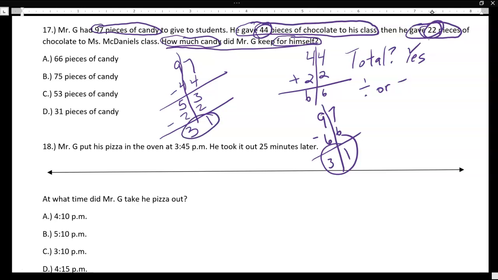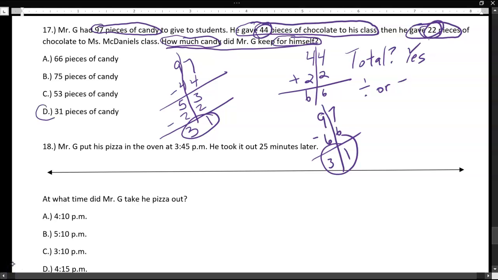Now, do I care which one you use? No! As long as you get it right, it doesn't matter. That's why I give you different strategies. You choose the one that works for you. So either way, we get 31. Okay, so our answer would be D.